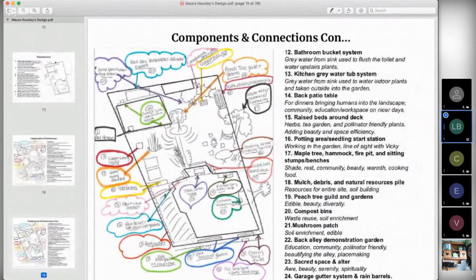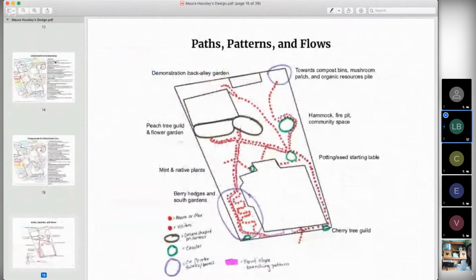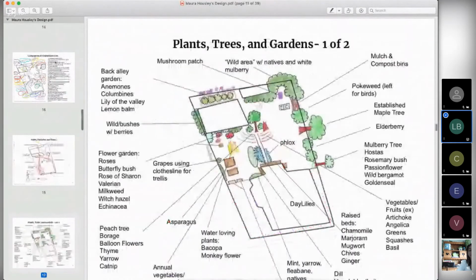It can be very lengthy. You look at patterns and flows, so how you are going to move around the property, how water moves around the property. And then you start actually looking at the parts of the design that you want to implement, the physical, different kinds of plants, animals, structures.